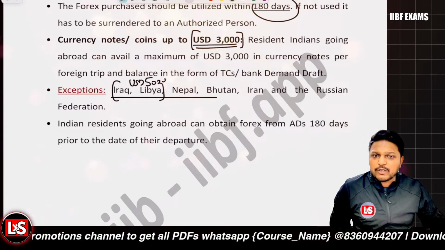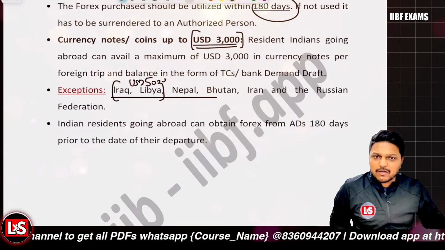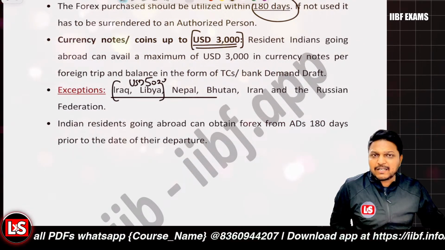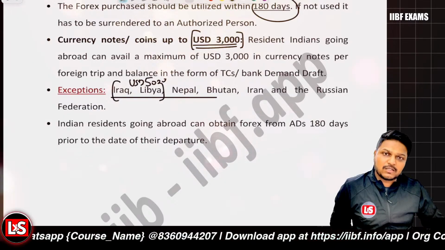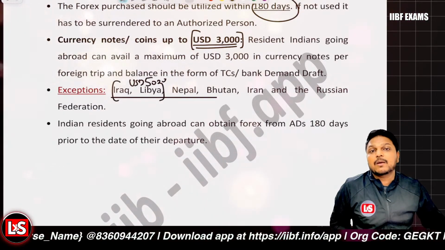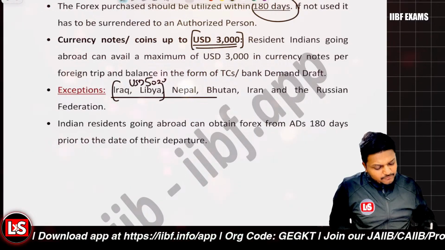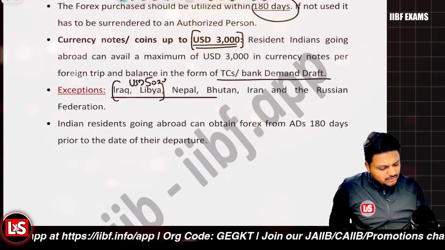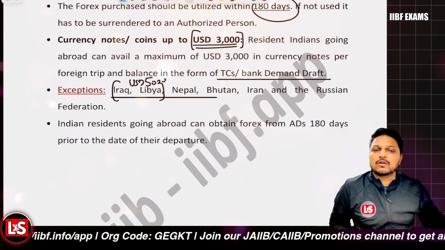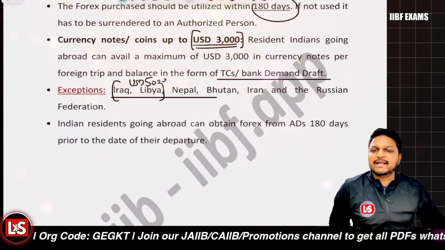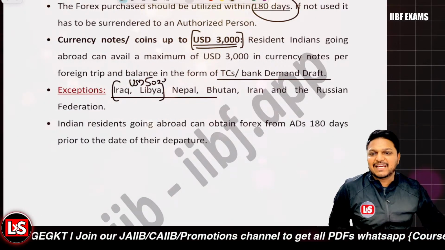But otherwise, if you're going to any other country, you can take along foreign currency notes and coins up to USD 3000 or equivalent foreign currency. But if you want to take more, you can take it in the form of traveler's checks or bank demand drafts. You can take along much more money with you. That's allowed in that scenario.